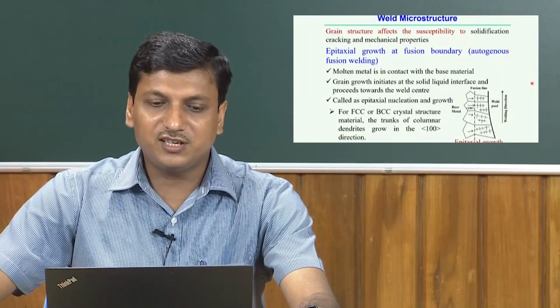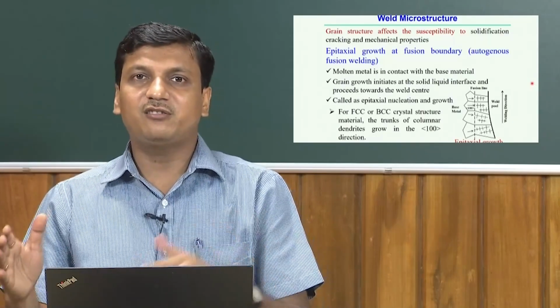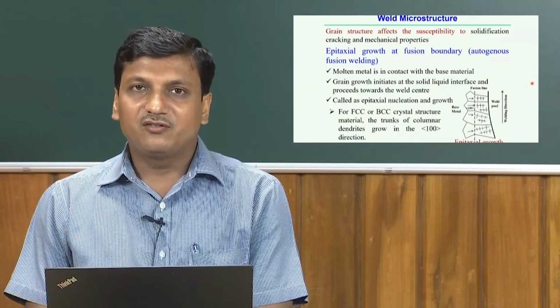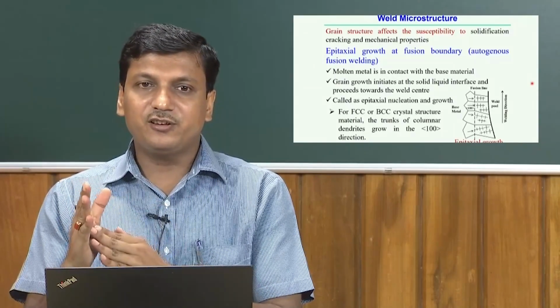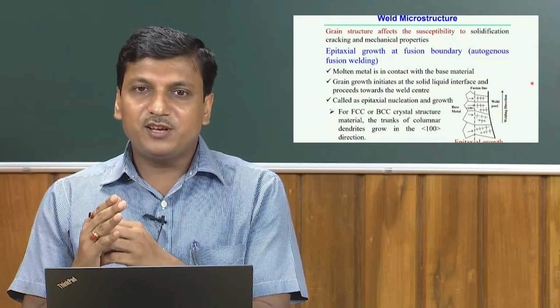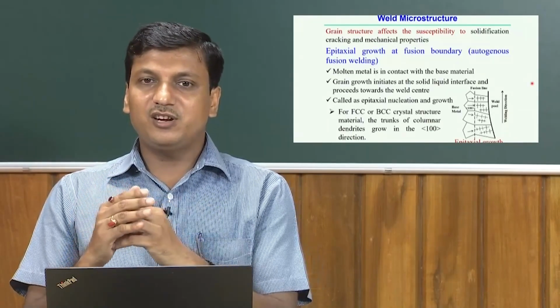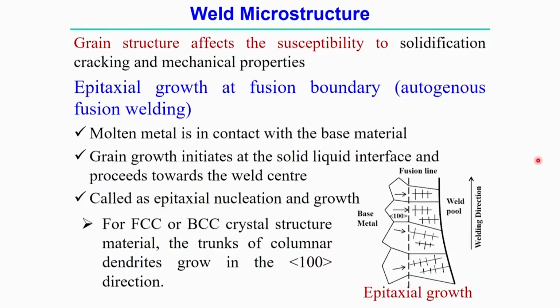So, for epitaxial growth, we can see that the molten metal is first in contact with the solid base metal, then grain growth initiates on that boundary, at the solid-liquid interface, and proceeds towards the weld centerline. From the figure it is very obvious that there is a welding direction and a liquid weld pool, and that interacts with the base metal. So, from that interface growth happens in one particular direction. This type of growth is basically called epitaxial: first nucleation and then growth.